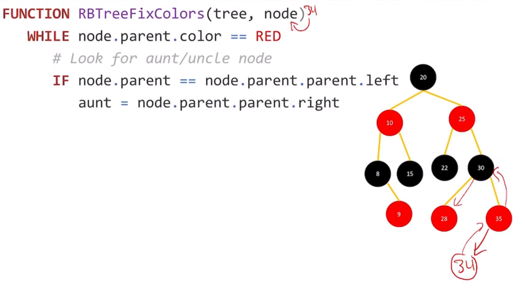And if that equals, we're going to set aunt node equal to that node. Oh, I'm sorry, I've got this a little bit backwards. Let me clear this off. We've inserted 34, it's here.